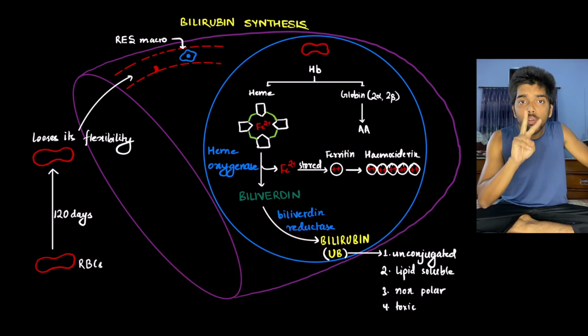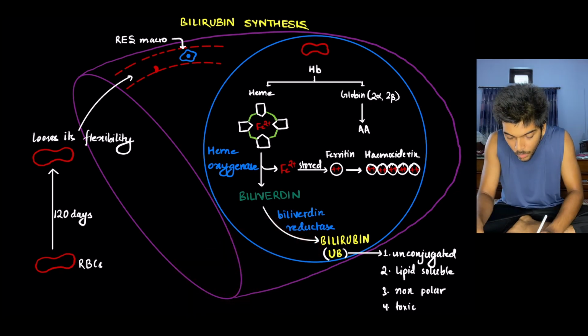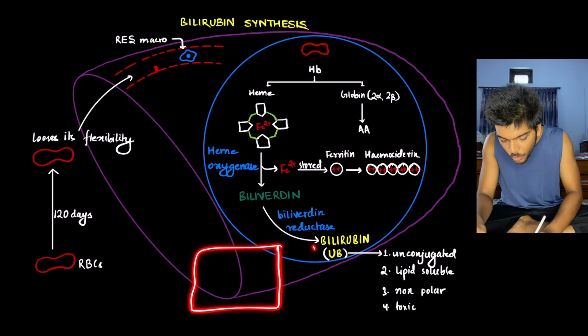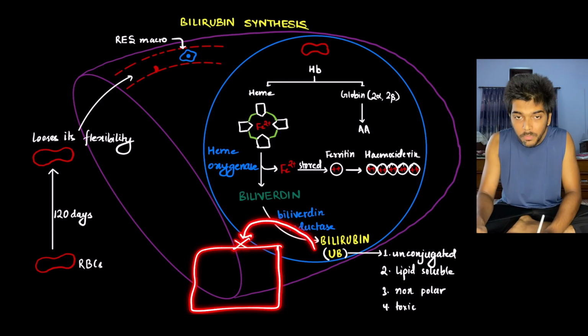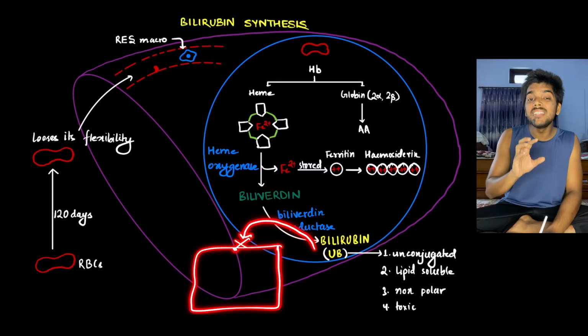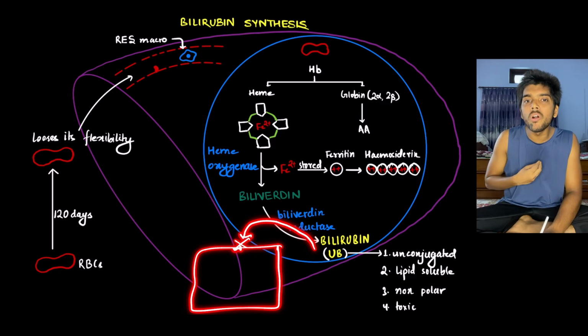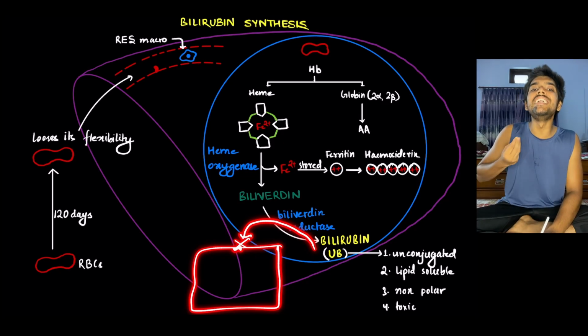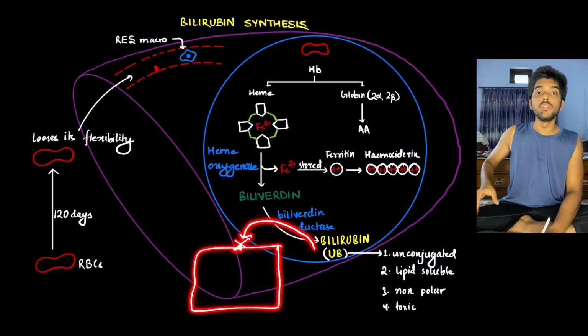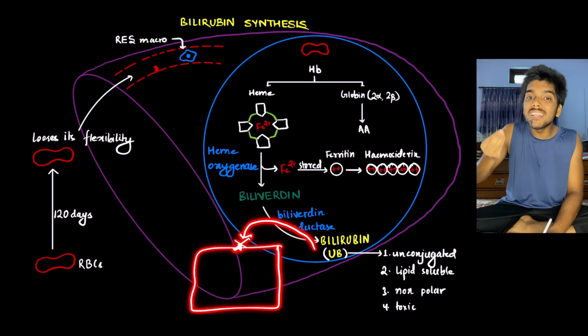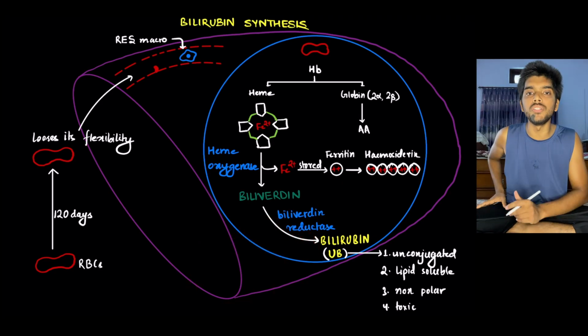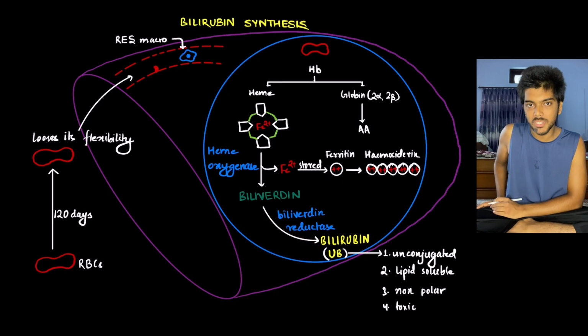So we don't want two things. Number one, we don't want this bilirubin to enter inside the tissue. And number two, since it is toxic, what does our body do to toxic substances? It excretes it out. So our body needs to excrete out the toxic unconjugated bilirubin. How does it do so?